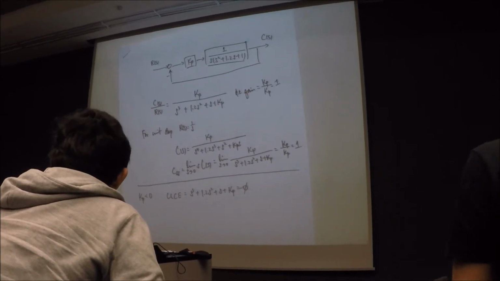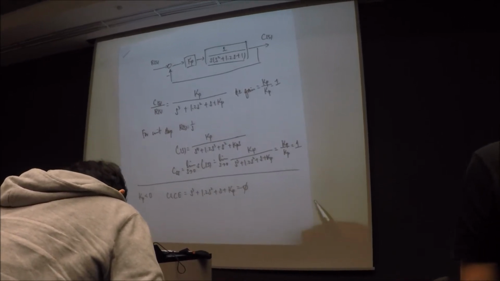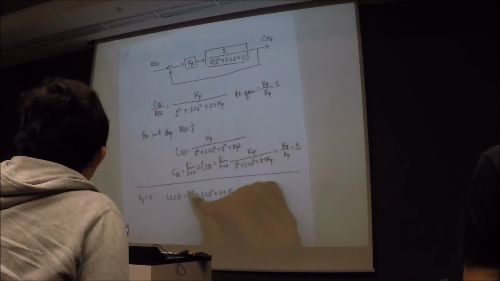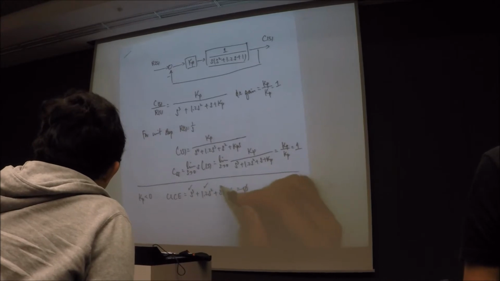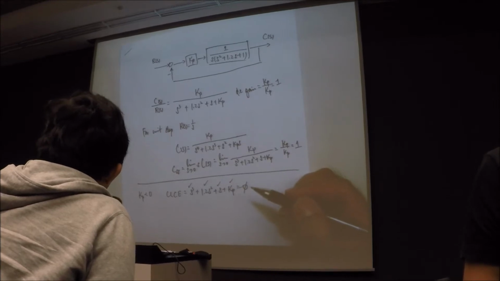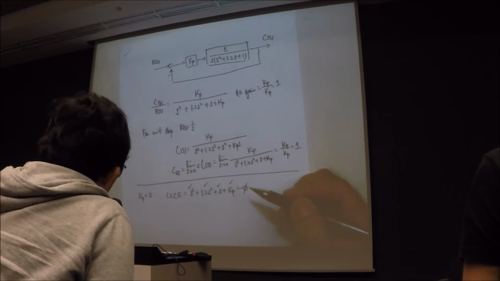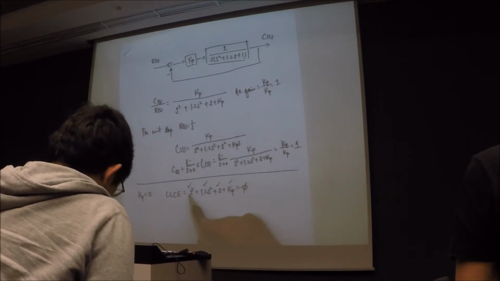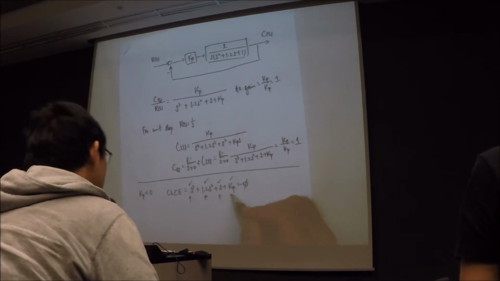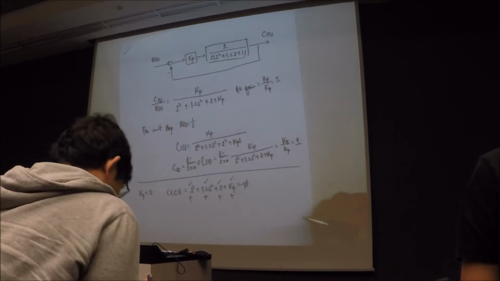Your necessary condition requires that all coefficients be present. So coefficient present, present, present, present. And also the necessary condition requires that all coefficients must be of the same sign. Okay? So this is positive, positive, positive. Kp must also be positive.